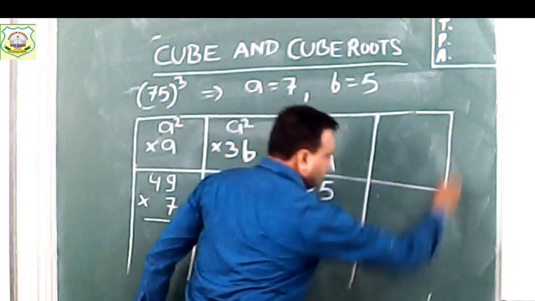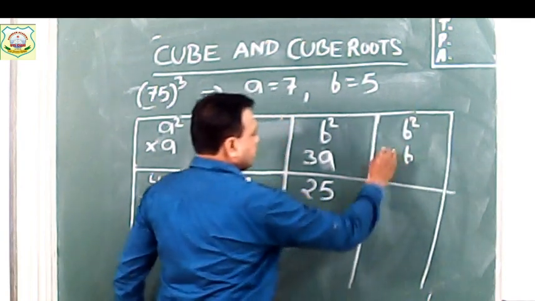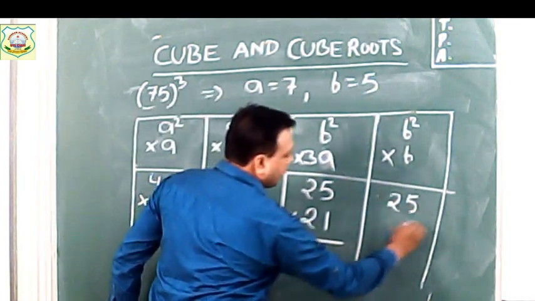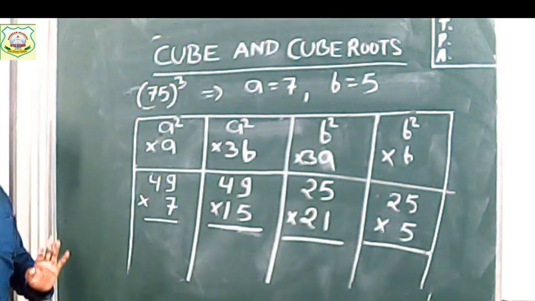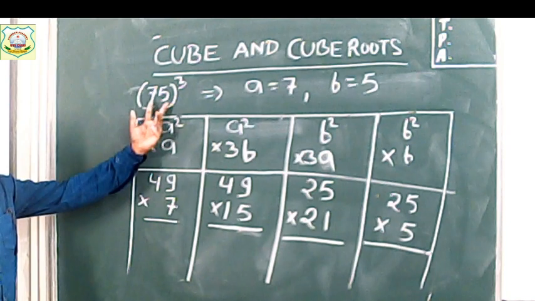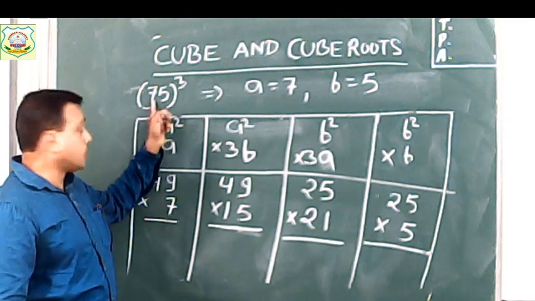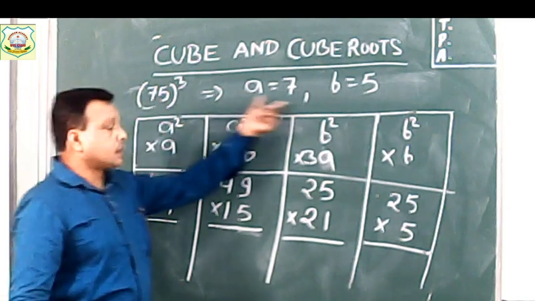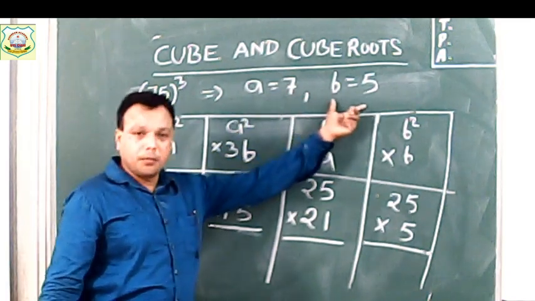Next one is b cube, which means b square into b. b square is 5 square, 25, into 5. We have arranged the values. Students, again I am telling you how we have arranged this. We have got the value, we want to cube 75. First value is 7, second value 5. So first value we will take as a equals 7 and b equals 5.